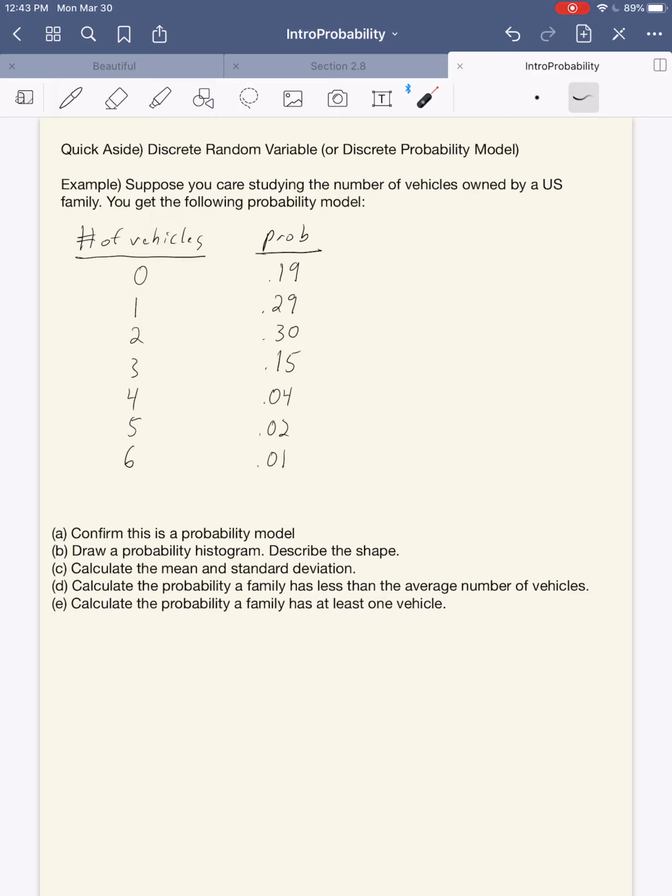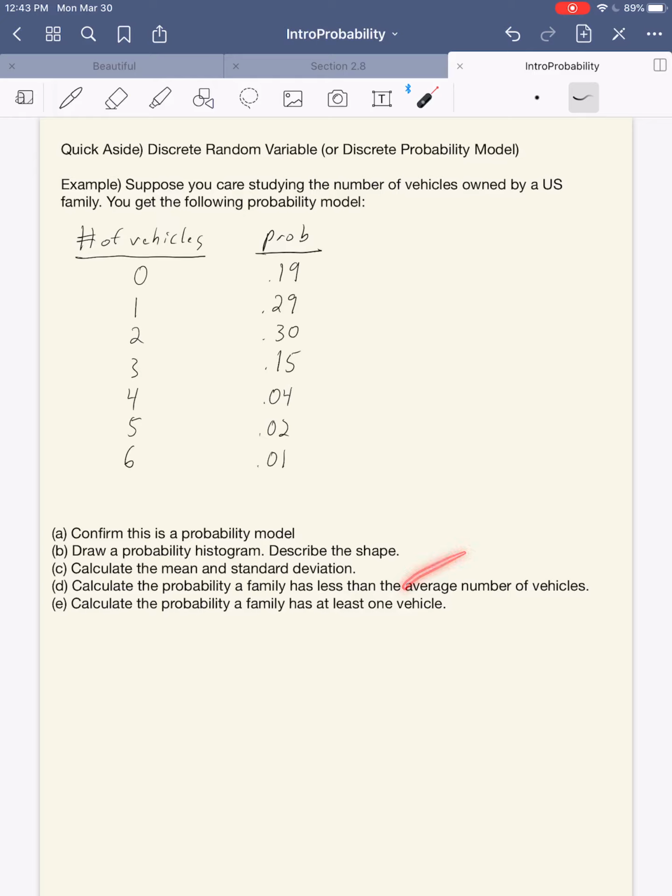So we're going to do a couple things with this. We're going to confirm that it's a probability model. We're going to draw something called a probability histogram and describe the shape. It's going to be very similar to the standard histogram that we've seen. Doesn't necessarily mean that it's going to be normally shaped, just like a standard histogram. Calculate mean and standard deviation, which is something we used to do a lot, but we haven't done for a little bit.